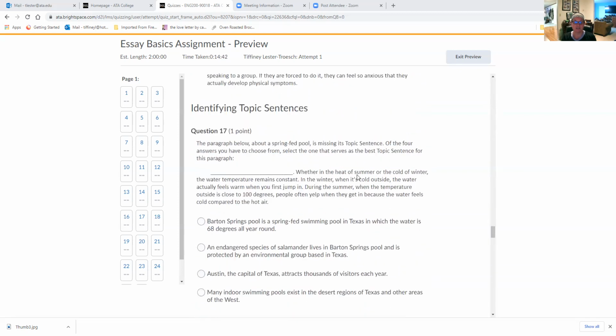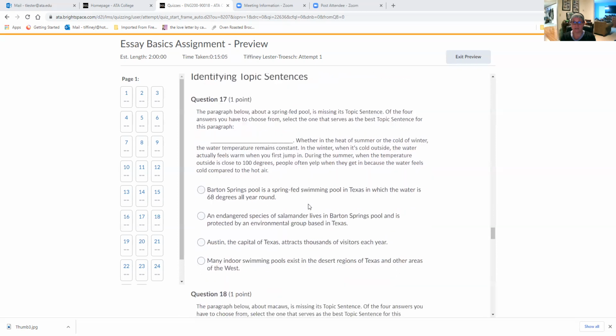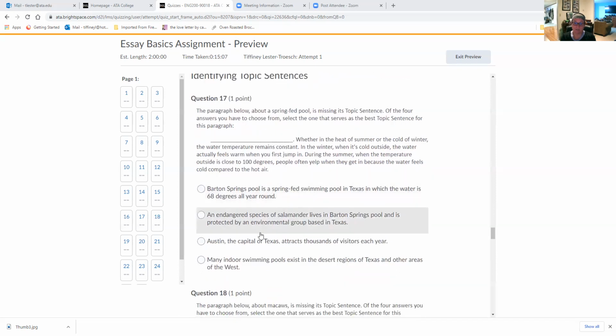Next section, we're moving into topic sentences, specifically identifying topic sentences. So you're going to have 3 questions here, 17, 18, and 19. You have a paragraph that is missing its topic sentence. See this blank right here? Got no topic sentence. Your job is to read through the rest of the paragraph, figure out what the main point is, and then choose the topic sentence that best fits. Okay?